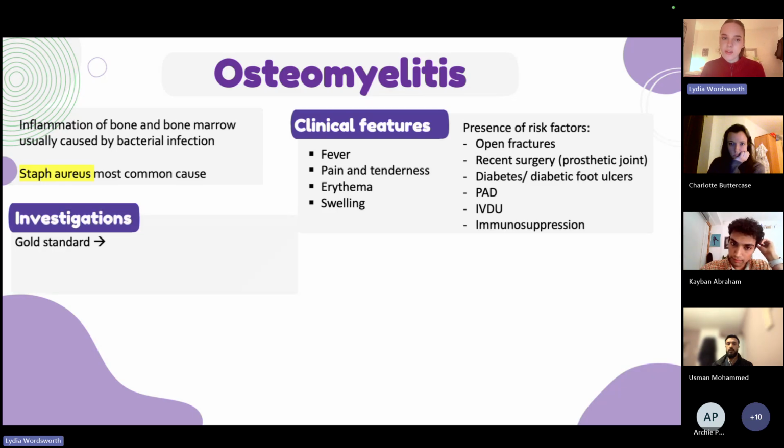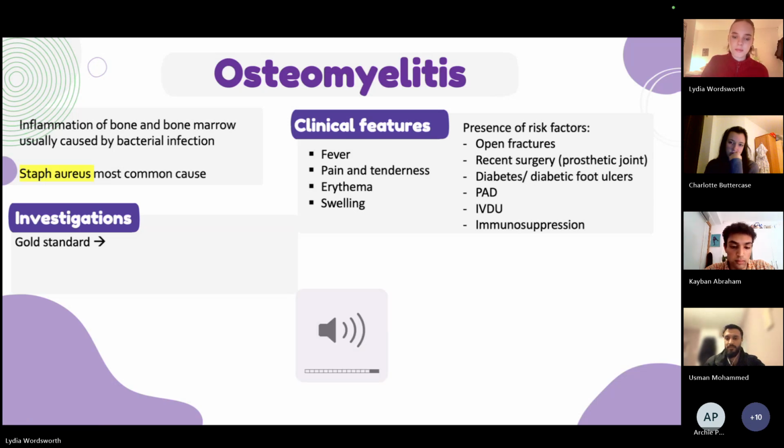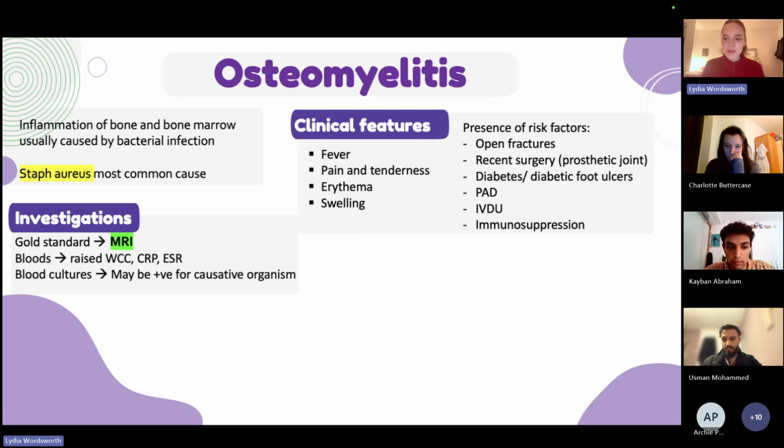So does anyone know what the gold standard investigation is for osteomyelitis? I feel like it's quite a common exam question. And I can't see the chat, so if anyone can let me know. Okay, so it is an MRI. And also if you do bloods, you'll have a raised white cell count, raised CRP, ESR, and also blood cultures that might be positive for a causative organism.